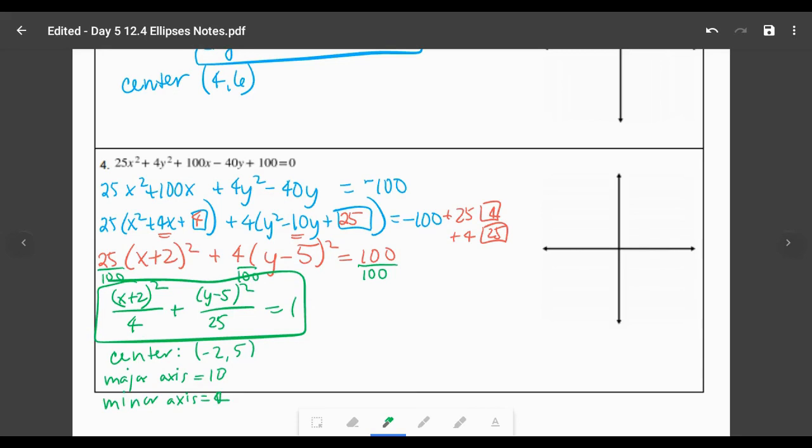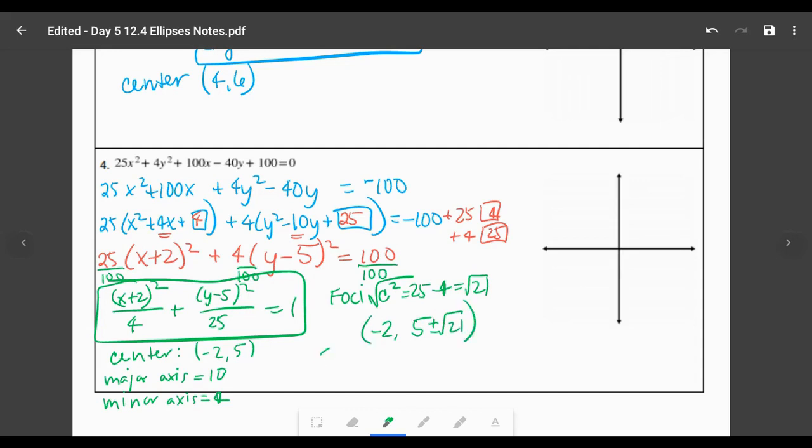All right, let's look at focal points. So I know that the foci have to be c squared equals a squared minus b squared. So 25 minus 4 is equal to 21. If I take the square root of that, it's equal to root 21. And so I know that I have to go root 21 in each direction towards the major axis. So instead of being at just negative 2 comma 5, it's at negative 2 comma 5 plus or minus root 21.